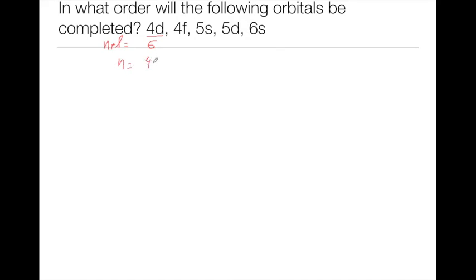4f: 4 plus, what is the f? 3, therefore 7. Then I have 5s. 5 plus 0, therefore 5. Then I have 5d. 5 plus 2, therefore 7. And 6s. 6 plus 0 is 6. So, I'm starting with the lowest energy, n plus l. The lowest is 5, so the 5s I will fill first.